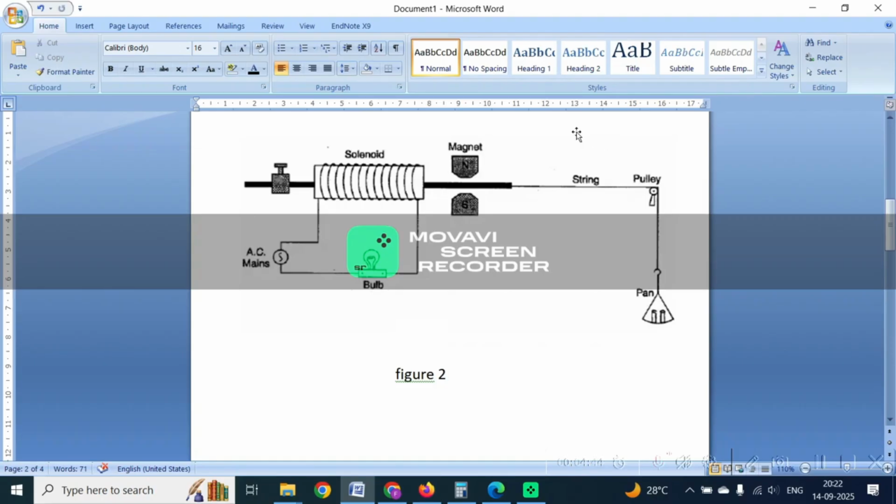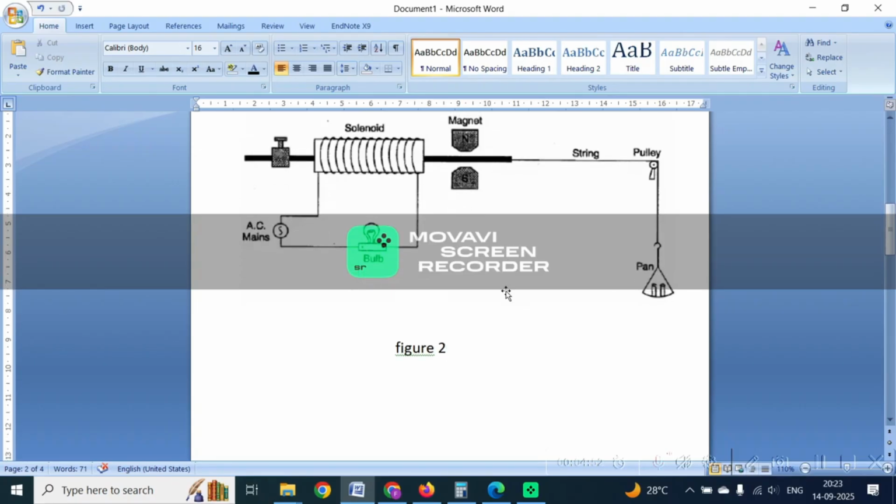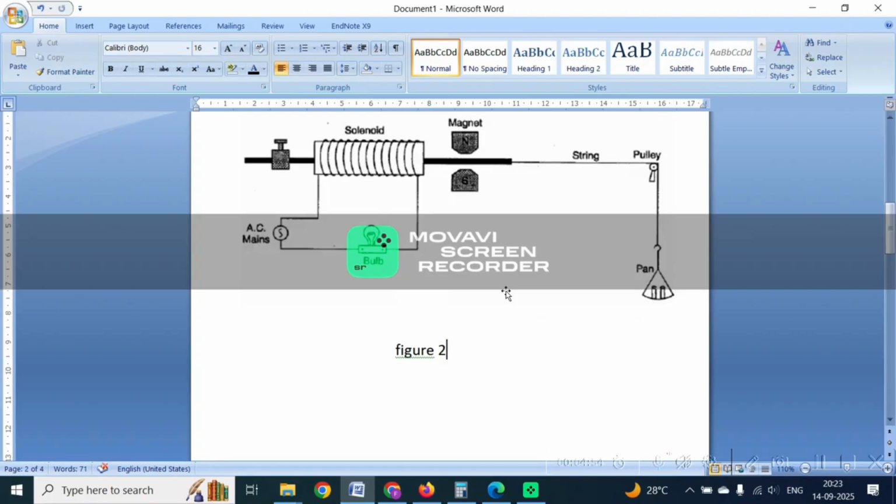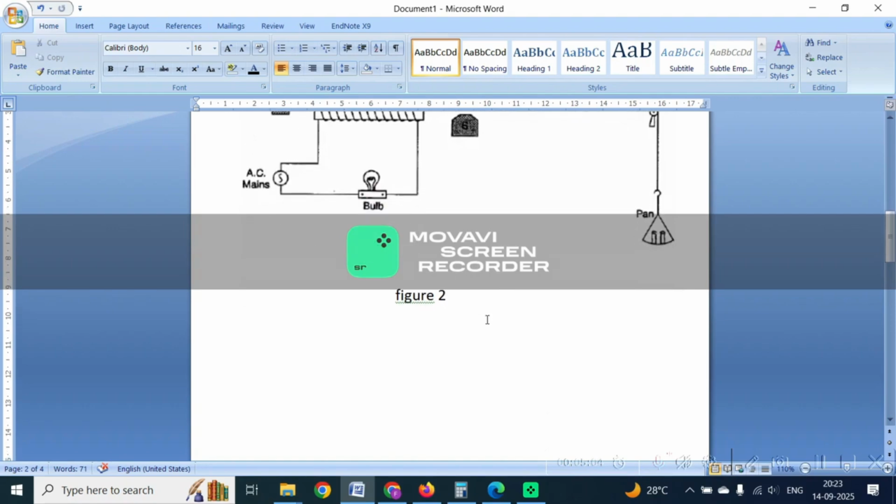Find the loop length. Now how you can calculate the loop length, I'm going to tell you further in this video in the calculation part. Calculate the mass per unit length, and using the formula of the tension we are going to calculate the frequency. So by measuring the length of these loops and knowing the tension and the mass per unit length of the string, we can calculate the frequency.